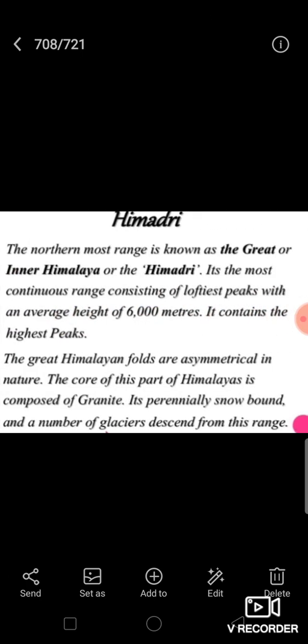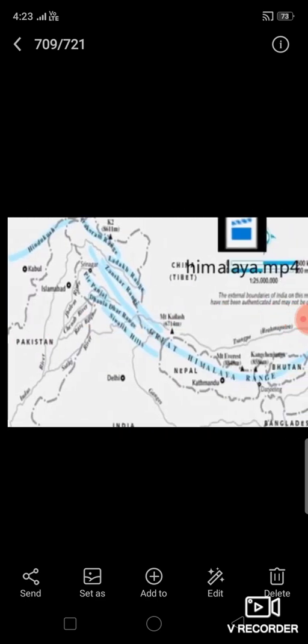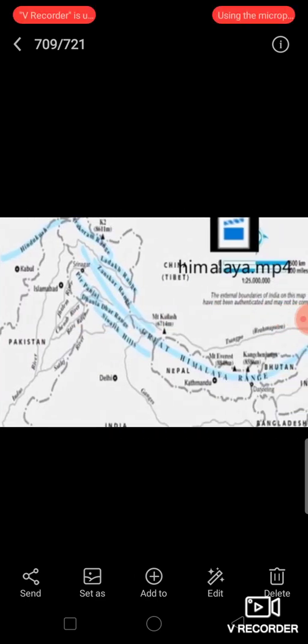First, Greater Himalayas or Inner Himalayas or Himadri. Second, Himachal or Lesser Himalayas. And third, Shivaliks. Now, students, the northernmost range is known as the Great or Inner Himalayas, or the Himadri. It is the most continuous range, consists of the loftiest peaks, and has an average height of 6000 meters. It contains all prominent Himalayan peaks.